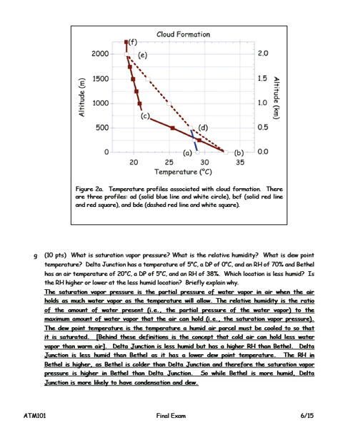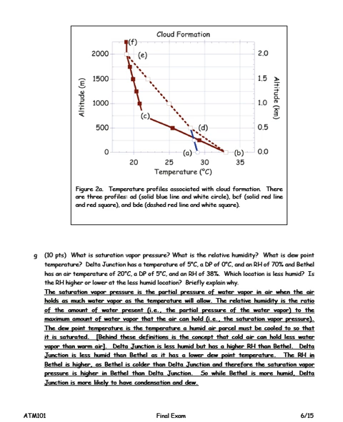Delta Junction is less humid than Bethel because it has a lower dew point temperature. The relative humidity in Bethel is actually lower even though it's more humid, and this is where there's a typo. I said the relative humidity in Bethel is higher, it's actually lower.